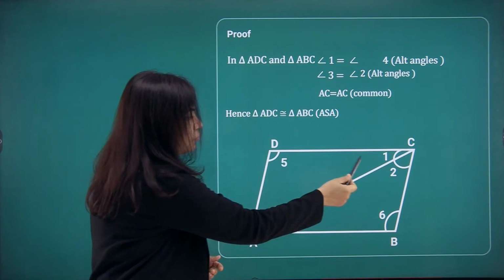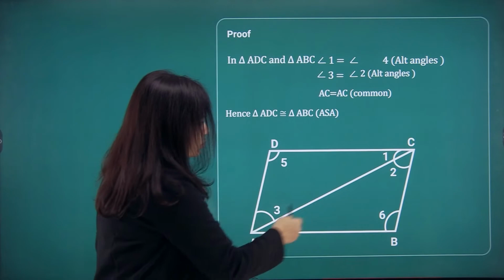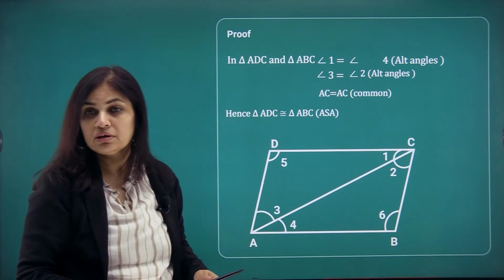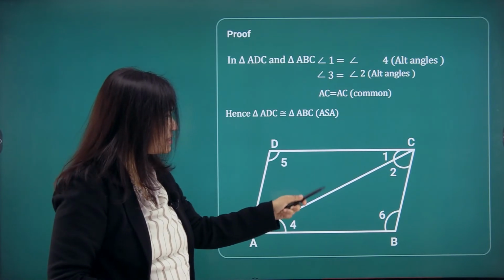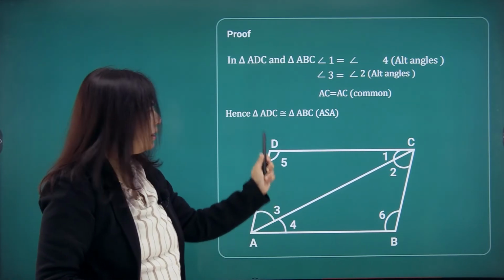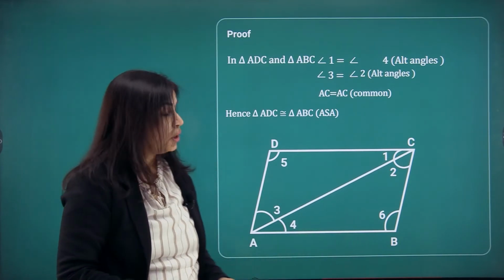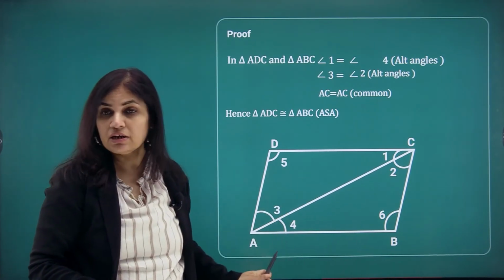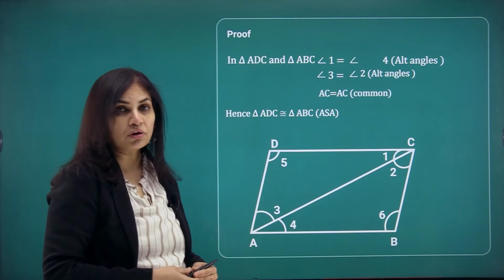So, we have proved two pairs of angles equal. We can also see AC is a common side to both the triangles. So, using the angle side angle criterion, I can clearly prove that these two triangles are congruent, which proves that the diagonal of a parallelogram divides the parallelogram into two congruent triangles.